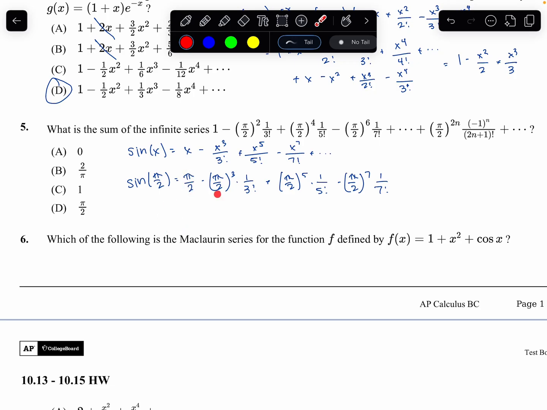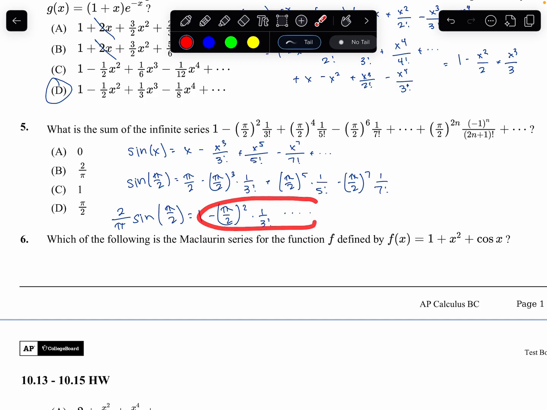And if I multiply this by 2 over pi, that will decrease that to 2. That will decrease that to 4, and so on and so forth. So multiply everything by 2 over pi, but that would also mean I'm multiplying this by 2 over pi. So 2 over pi times sine of pi over 2 would be equal to 1 minus (pi over 2) squared times 1 over 3 factorial, and so on and so forth.